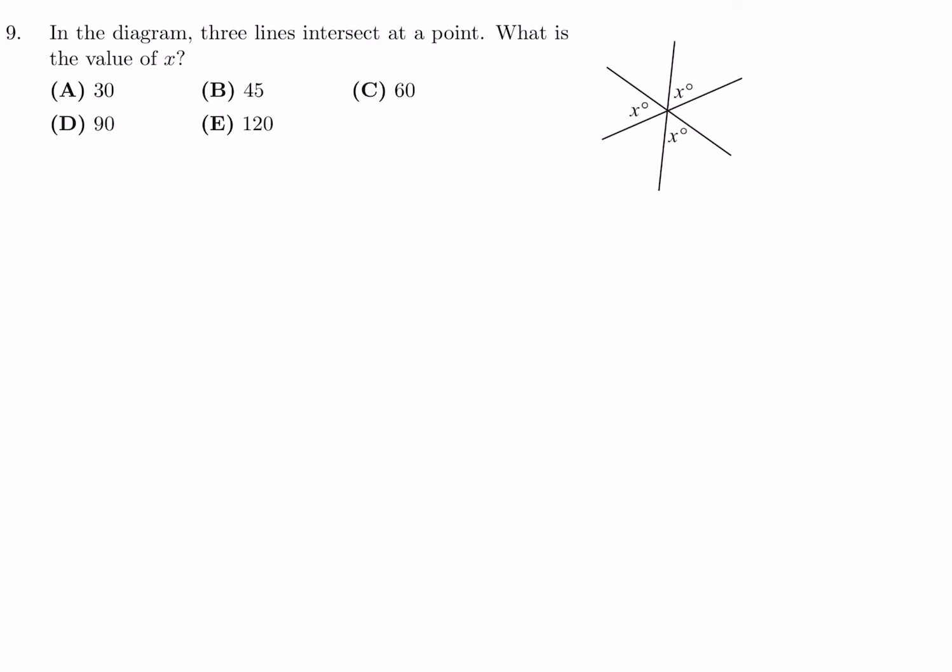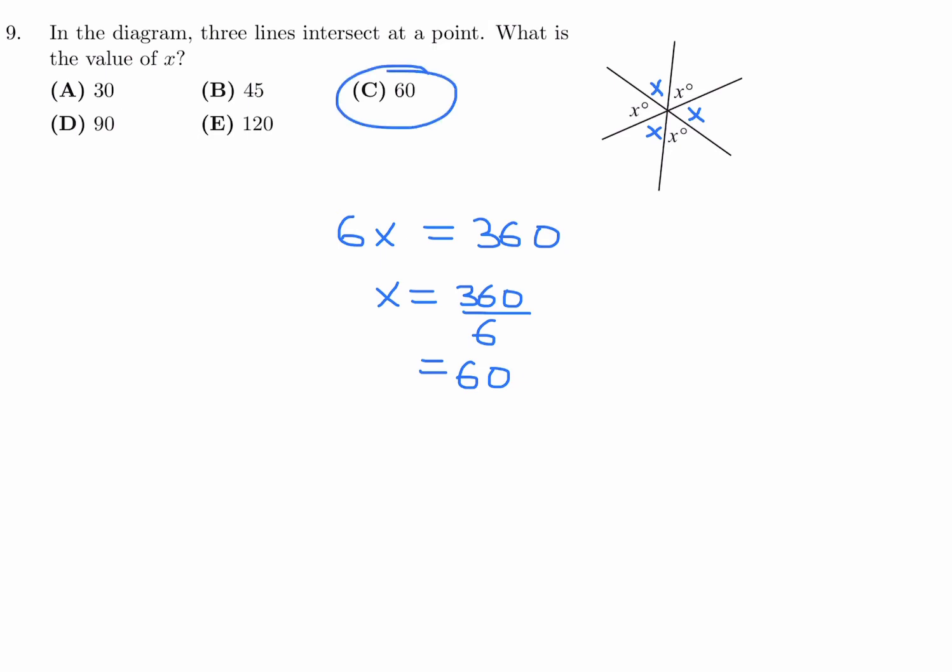In the diagram, 3 lines intersect at a point. What is the value of x? By opposite angles, this will be equal to x. By opposite angles, that's x. And since that is x, the opposite angle here is also x. So we've got a whole bunch of x's. In particular, we have 6 x's. And all the way around is equal to 360 degrees. So 6x equals 360. So that means x is 360 divided by 6, which is 60. So number 9, the answer is C.